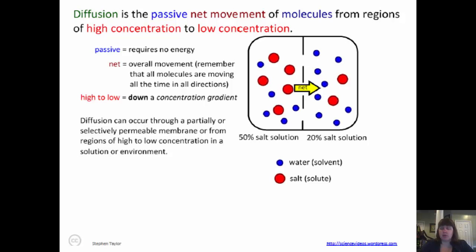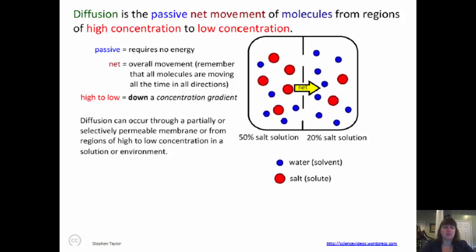When you're at the top of the sliding board, or the high concentration, and you go to the bottom when you slide down, it requires no energy and it's kind of fun. Net movement of molecules, that's the overall movement. This is not that they just go from the high to the low, like going down a sliding board. But the molecules are actually moving back and forth all the time. So this is the overall movement, and then high to low, like I said, going down a concentration gradient.